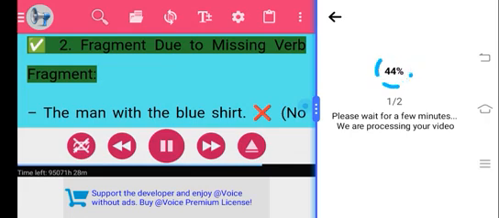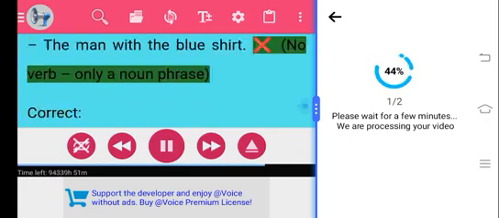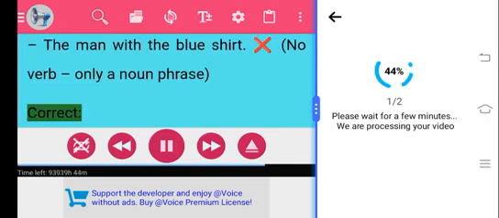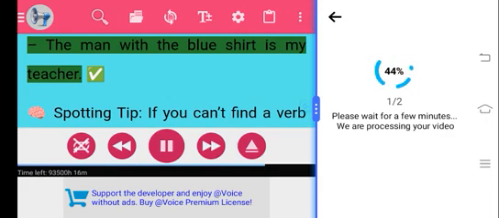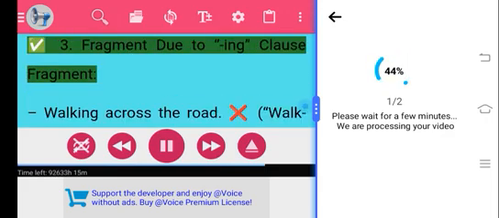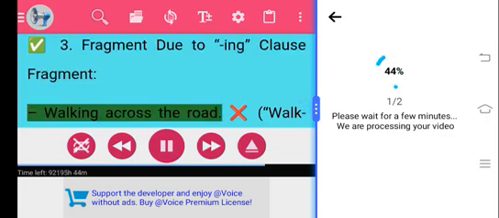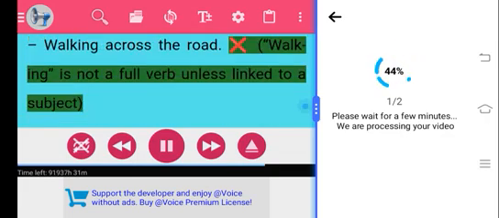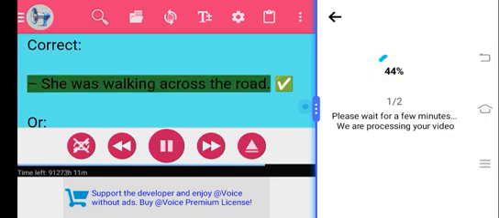2. Fragment due to missing verb. Fragment: The man with the blue shirt. No verb, only a noun phrase. Correct: The man with the blue shirt is my teacher. Spotting tip: if you can't find a verb that shows action or state, it's a fragment. 3. Fragment due to -ing clause. Walking across the road. Walking is not a full verb unless linked to a subject. Correct: She was walking across the road.